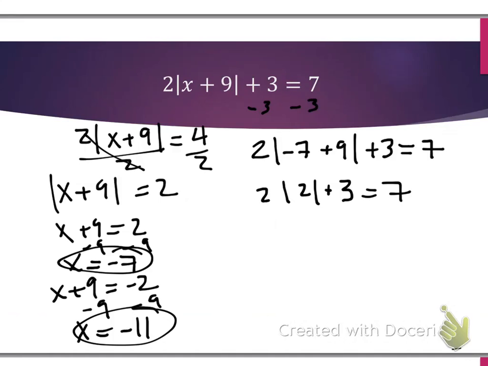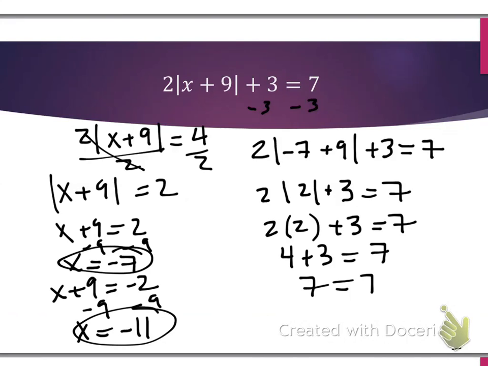We can take the absolute value, so it's going to keep it positive. 2 times 2 is 4. 4 plus 3 is 7. So that one worked. I'm going to go ahead and erase this so I can do negative 11.